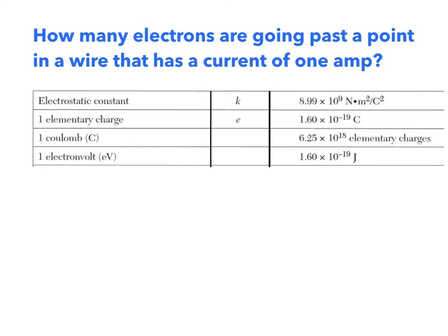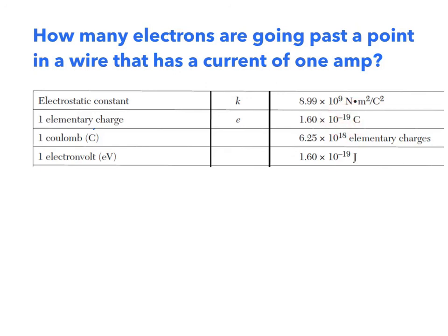Well, I know a coulomb is not an electron because a coulomb is a unit of charge. An electron is an object or a particle that's charged. It carries 1 elementary charge. So an electron has a charge of 1.6 times 10 to the negative 19 coulombs. That's a really small amount of coulombs.